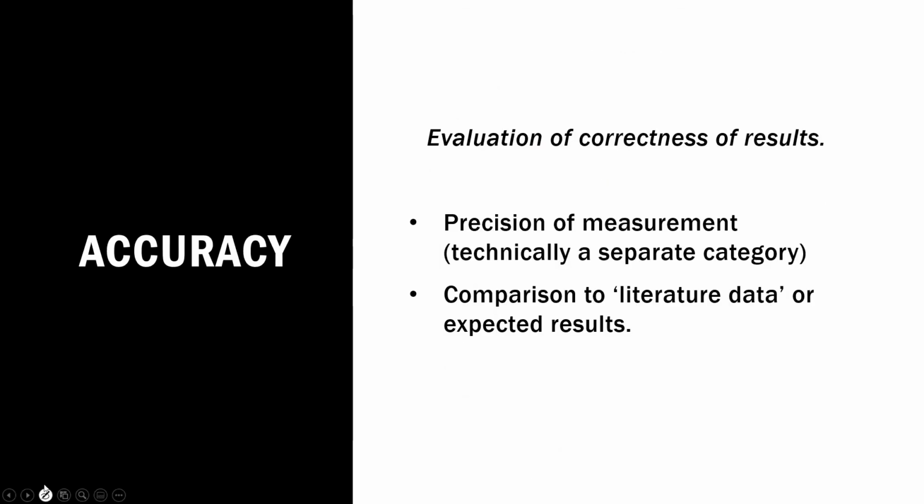Having a look at the next part, here we have accuracy, which is an evaluation of correctness of results. So once we've taken the results and we've looked at them, maybe we see that they're consistent. Are they actually correct, or is there maybe something wrong with the results that we have? So this can kind of get broken up into two parts. The first is the precision of the measurement, which is technically a separate category, but within the scope of our course, we only look at validity, reliability, and accuracy. So precision kind of gets rolled in.